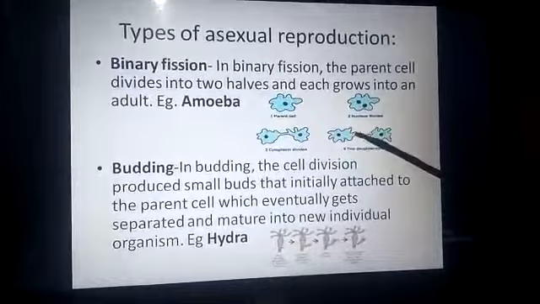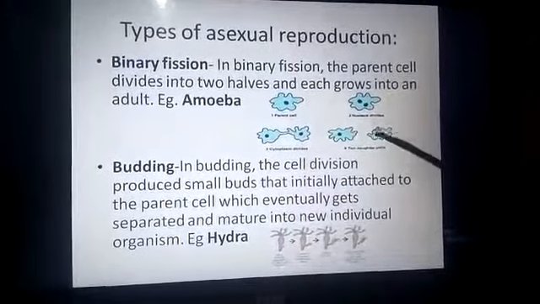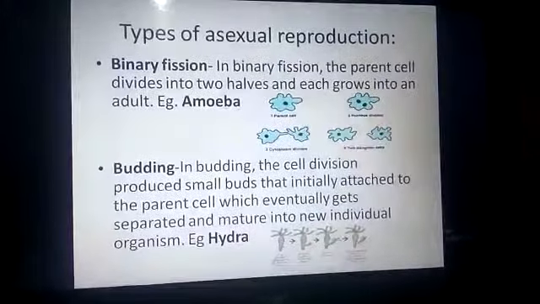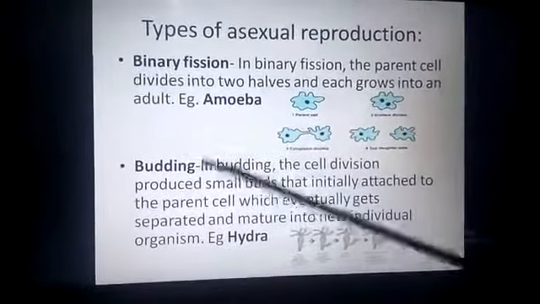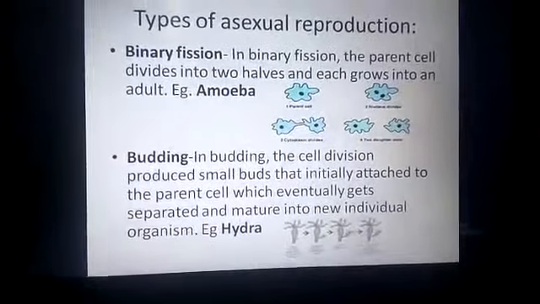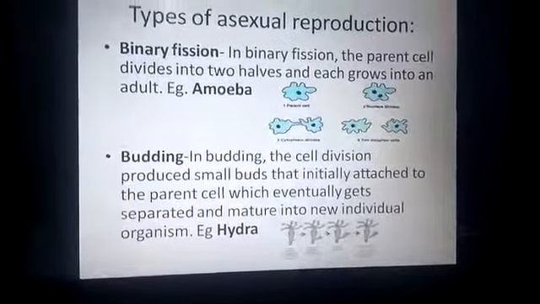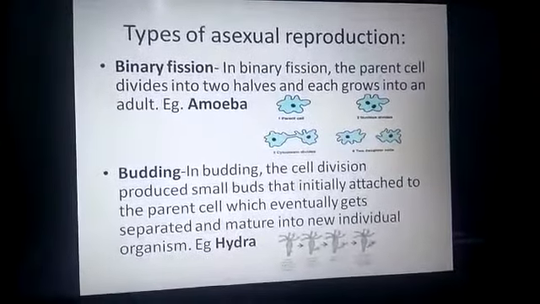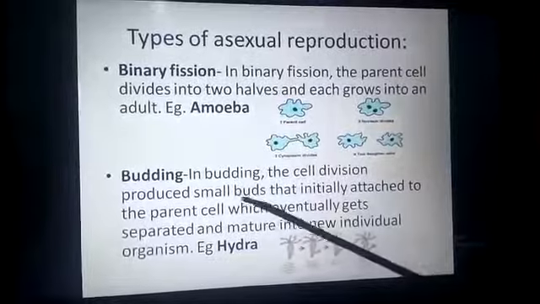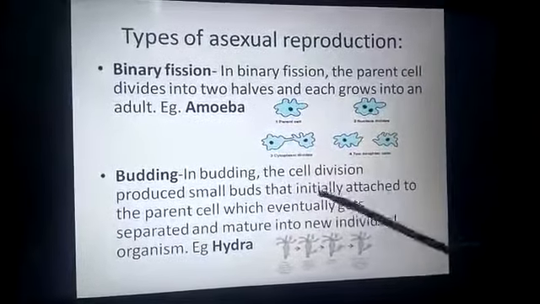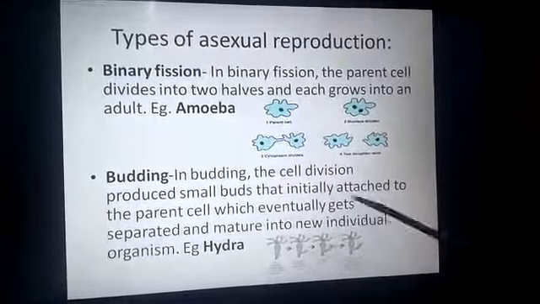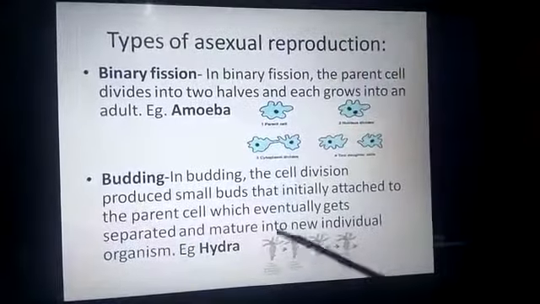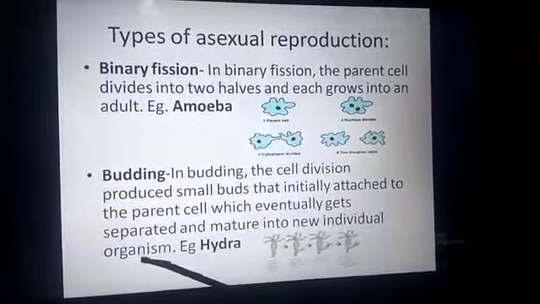Okay. And at the end we get two identical daughter cells and each one will grow into an independent amoeba. So let us go to the next step, that is budding. In budding type of reproduction, the cell division produces small buds that initially attach to the parent cell, which eventually get separated and mature into new individual organisms.